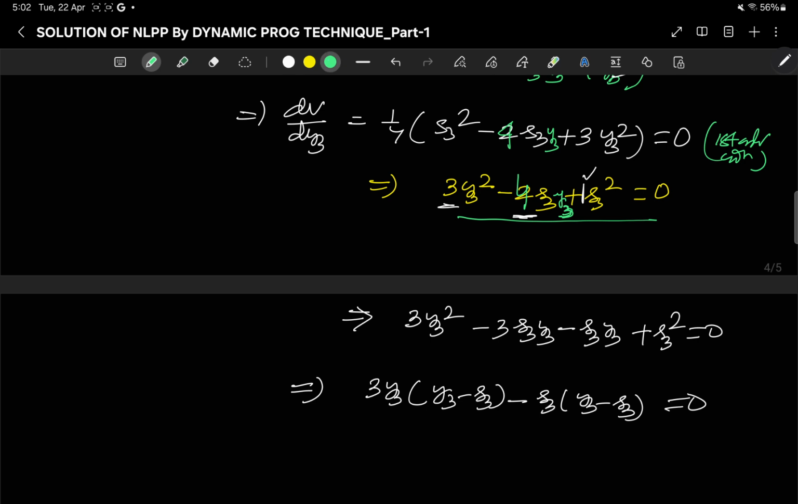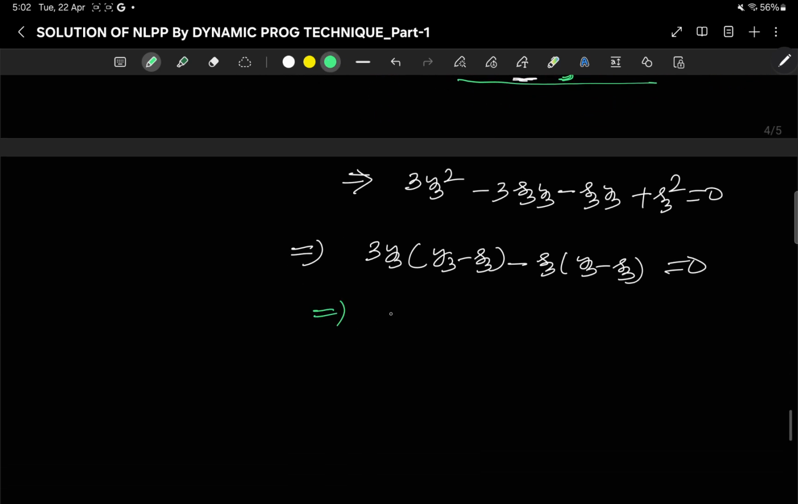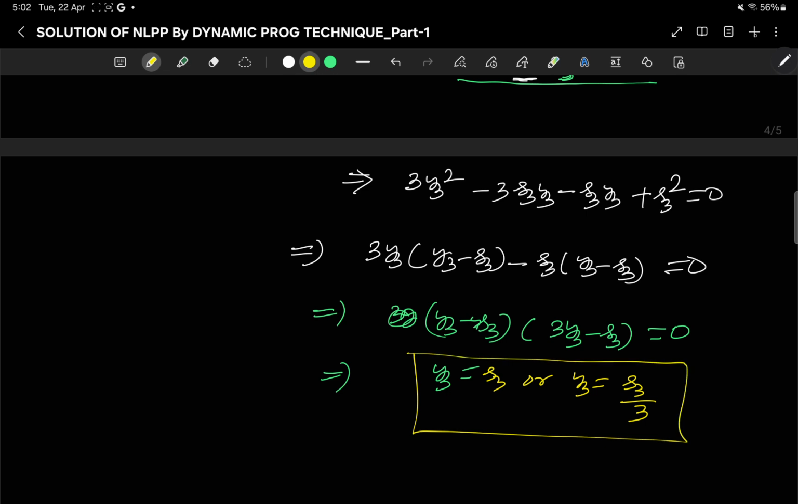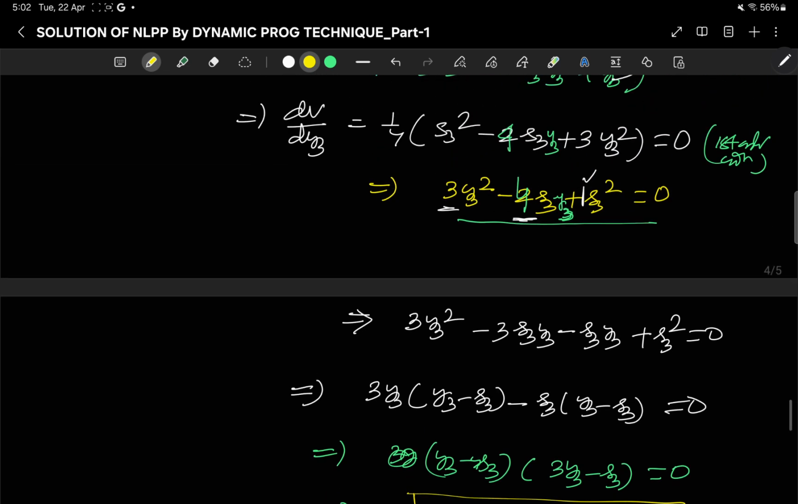Okay, by middle term factorization, what are we getting? We are getting (y3 - s3)(3y3 - s3) = 0. So that means y3 = s3 or y3 = s3/3. Okay, two values we are getting.